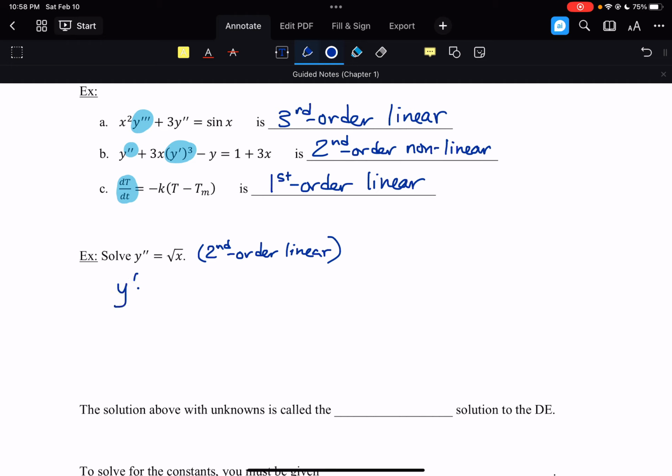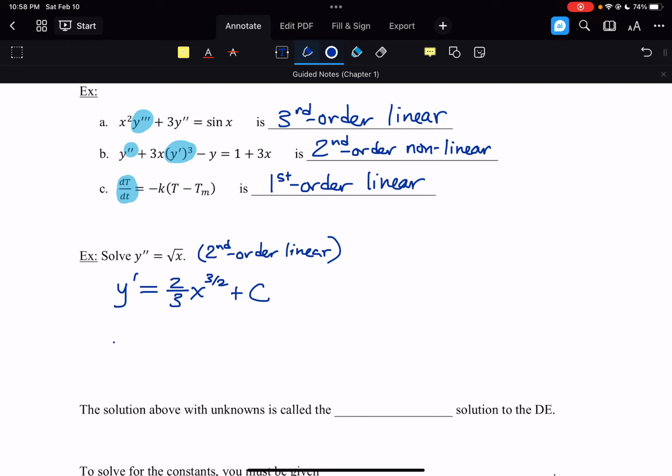So on the left-hand side, if we take the antiderivative, we get y prime. On the right-hand side, remember the square root of x is x to the 1/2 power. So to take the antiderivative of that, that's going to be 2/3 x to the 3/2 power plus c. We get that constant of integration, that arbitrary constant.